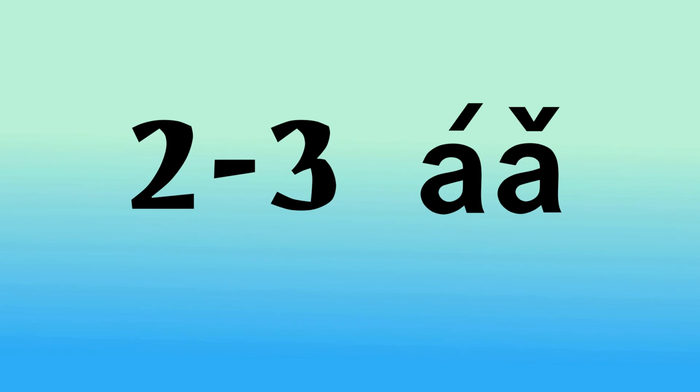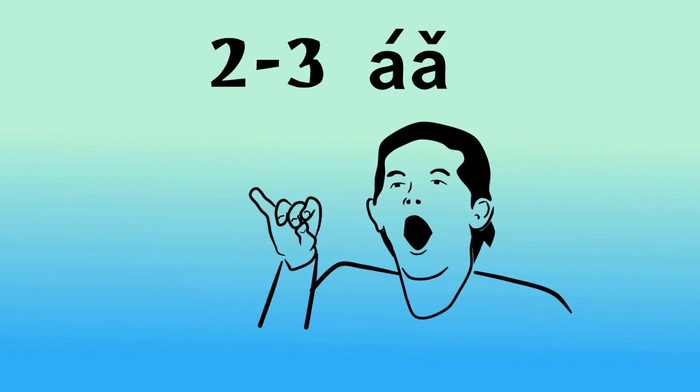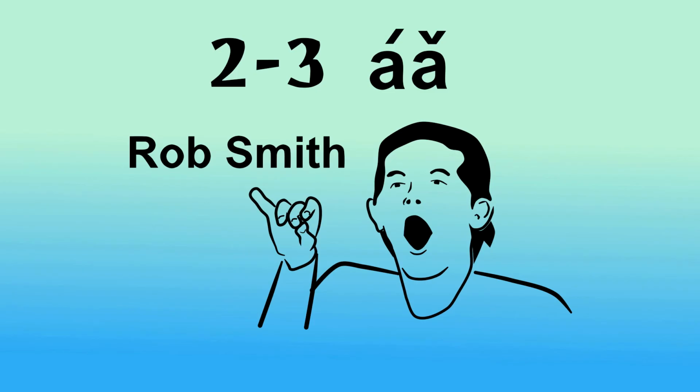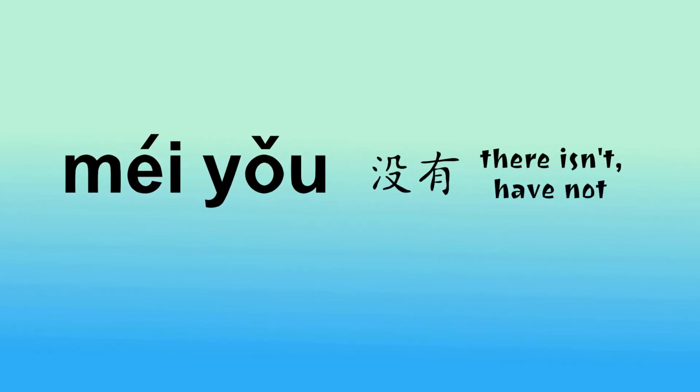The 2-3 combination sounds like this. And because of the tone sandhi rule, the 3-3 combo sounds the same. This is the tone combo an English speaker might use to correct the pronunciation of a name, as in, it's not Rob Smith, it's Bob Smith. Bob Smith. This combination comes up a lot in Chinese, including with the model phrase 没有, meaning there isn't or there aren't or has not.